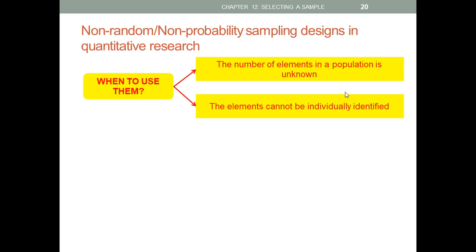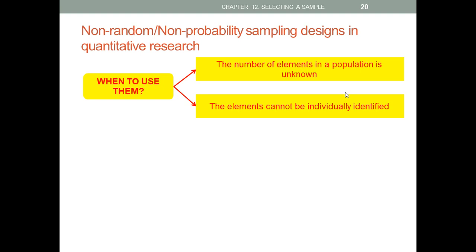Another reason why we use non-random sampling design is that we could not identify the sampling elements. We cannot know the names of all street children. We don't know the identity or the names of all our school children. We never know the names and identity of all homeless people in the city. So we have no choice.